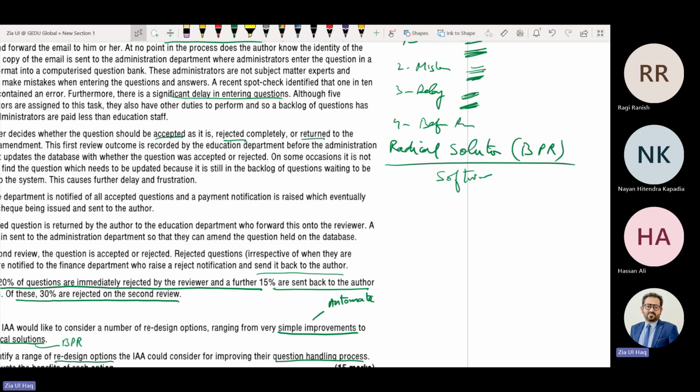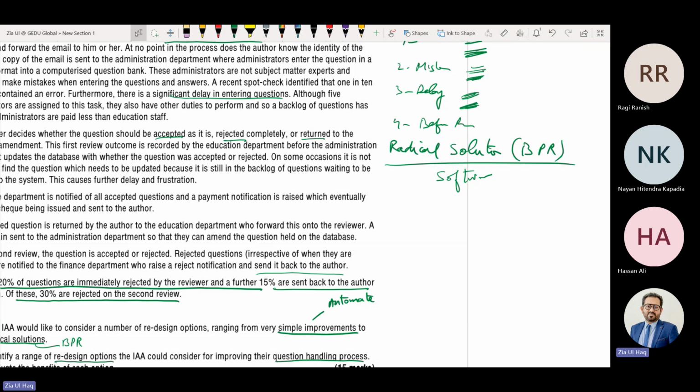On pressing accept, the question should be submitted to the question bank, added to the question bank by the software. On pressing reject, the question should be removed from the system, and the software should inform the author that your question number is rejected. And on pressing revise, the question should be flagged, highlighted for the author to revise, so that he can access the software using his login ID and revise, change the question.